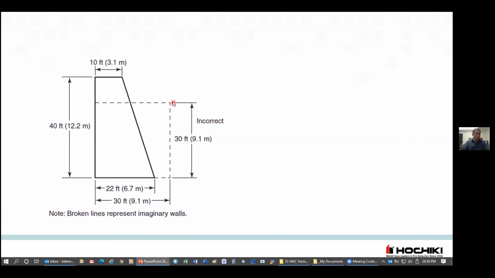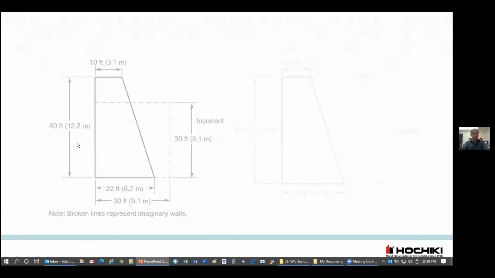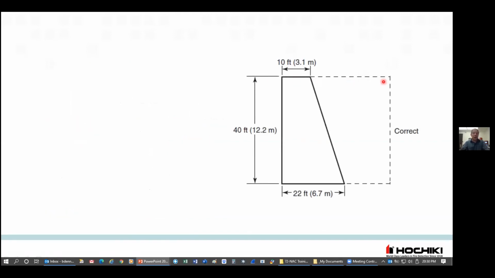But the 9.1 meters in this direction doesn't cover me here. I need to look at the longest length of this room. In this case, it's 40 feet or 12.2 meters. And I need to design and choose an appliance that would cover a 12.2 meter square room. That's going to be the proper way to choose the appliance for this application.